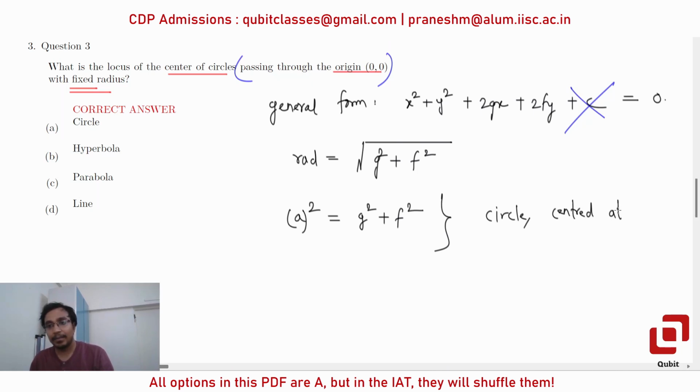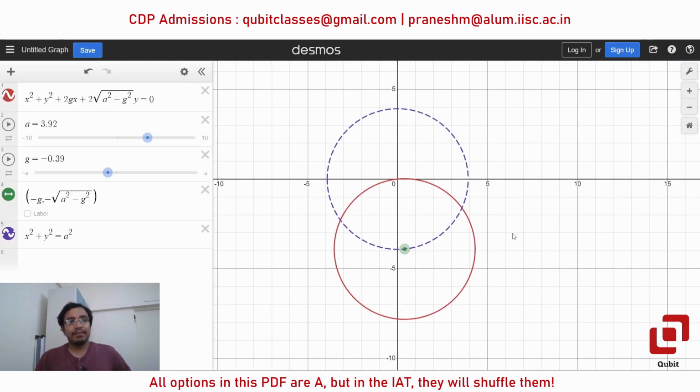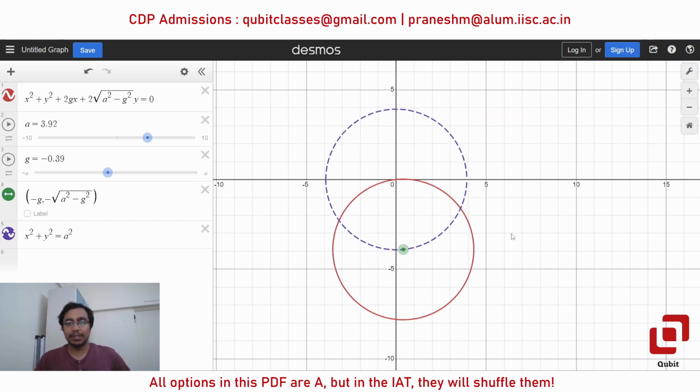Centered at origin and radius a. Because this resembles the form x squared plus y squared equal to a squared. Correct? So it is a circle, option A. So here is a graphical verification of what we have just now proved.